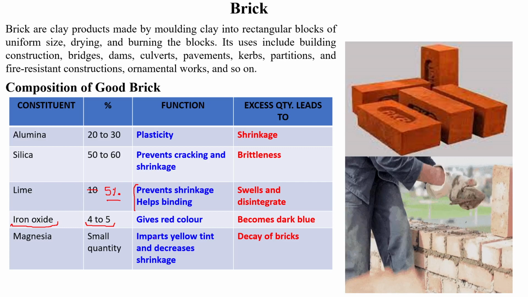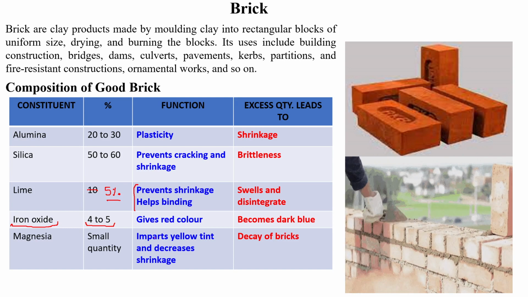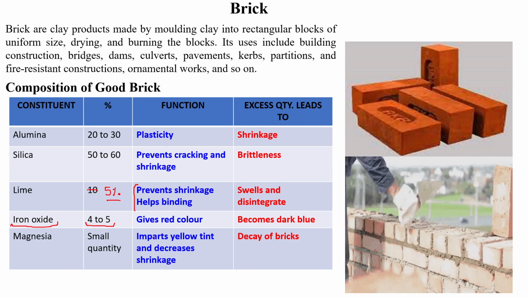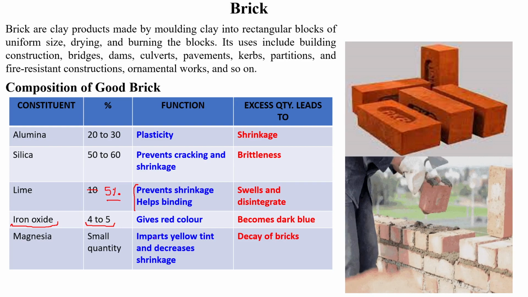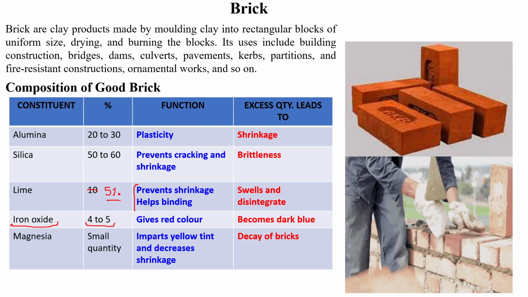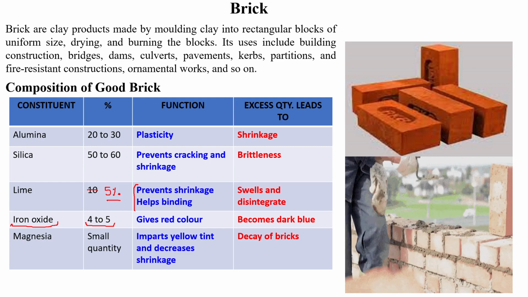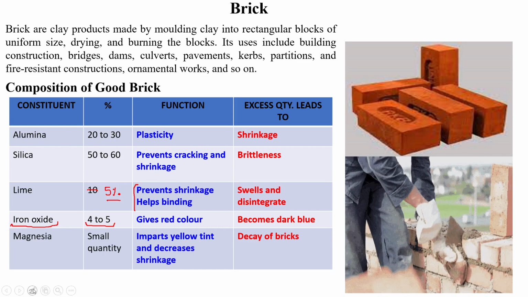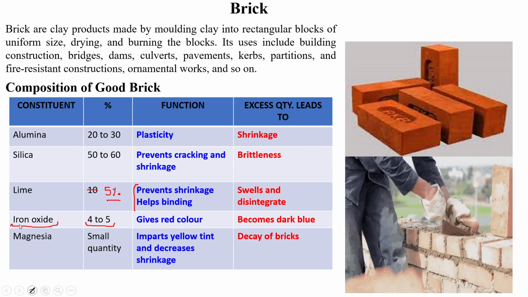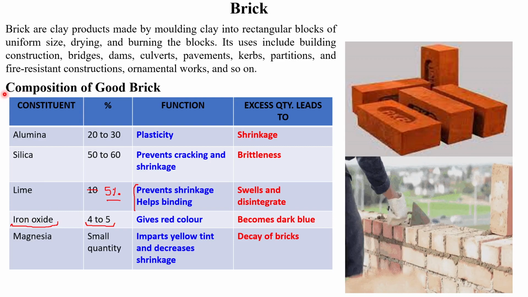So these are the ingredients: lime, silica, alumina, iron oxide, and magnesia. We have to remember the percentage of these ingredients and their function, and if their quantity is in excess, what will be the effect on the brick. So this table we have to memorize.